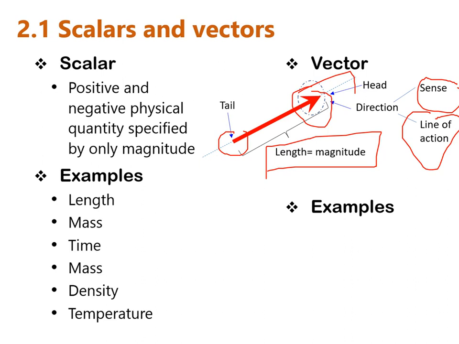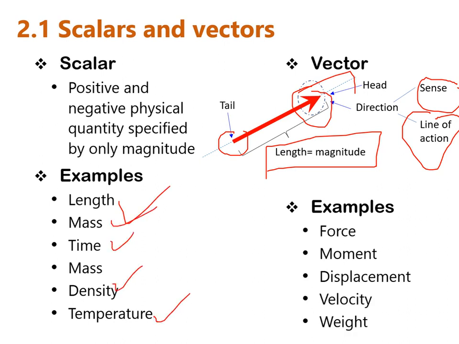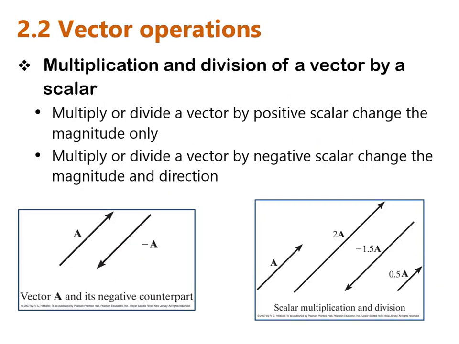So the examples of scalars are usually length, and then we have mass, time, and then we have density, temperature. And the examples for vectors are we know force, which has direction and magnitude, moment, displacement, velocity, and we have weight. So vector operation, so what happens when you multiply and divide a vector by scalar?